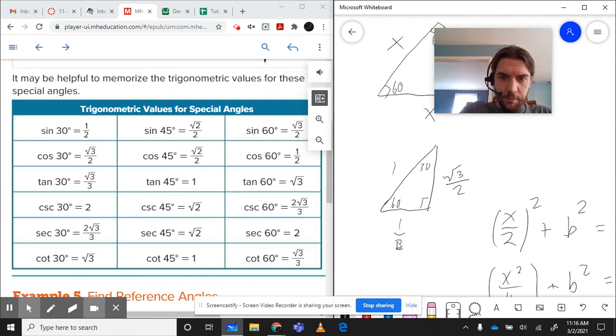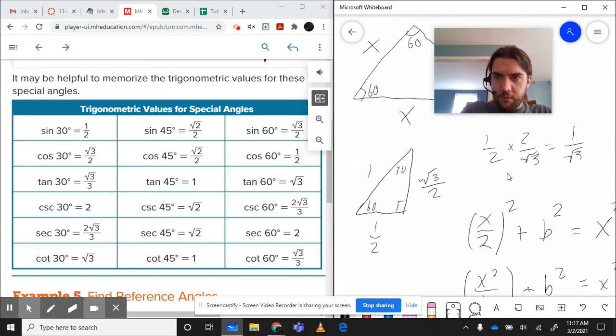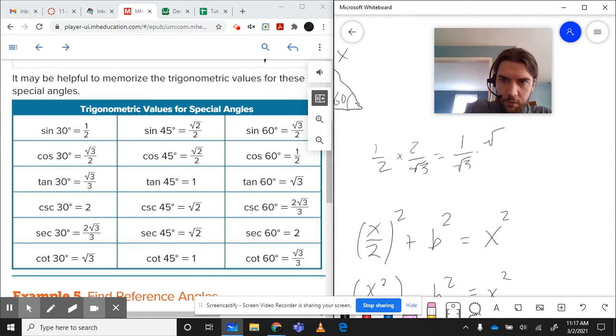Tangent should be your opposite over your adjacent, so 1/2 divided by this. If I'm dividing by this fraction, I can flip it over and multiply. Opposite over adjacent. And let's write that one out because that one's not super obvious. So opposite would be 1/2 divided by adjacent. I'm going to flip over the fraction and multiply. So the adjacent's here. If I flip it, I'll get 2 over root 3. That'll give me 1 over root 3. Now they write it as root 3 over 3 because they've rationalized the denominator. They've multiplied by root 3 over root 3 to get root 3 over 3.